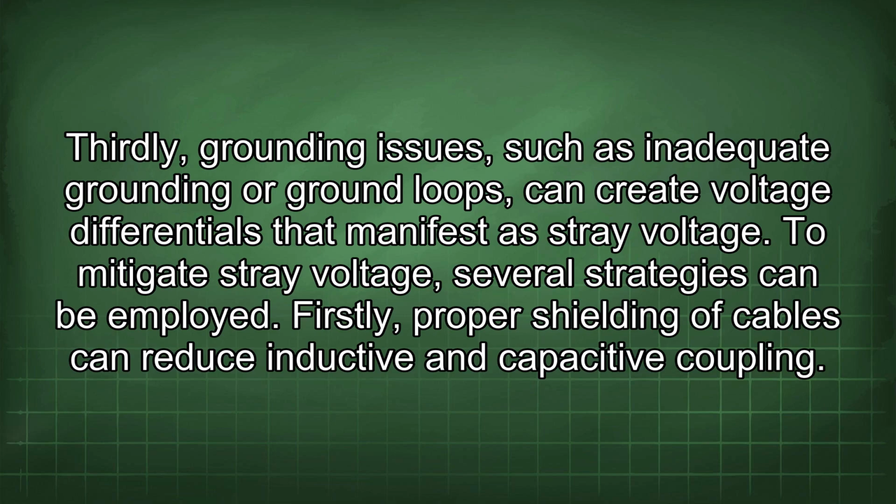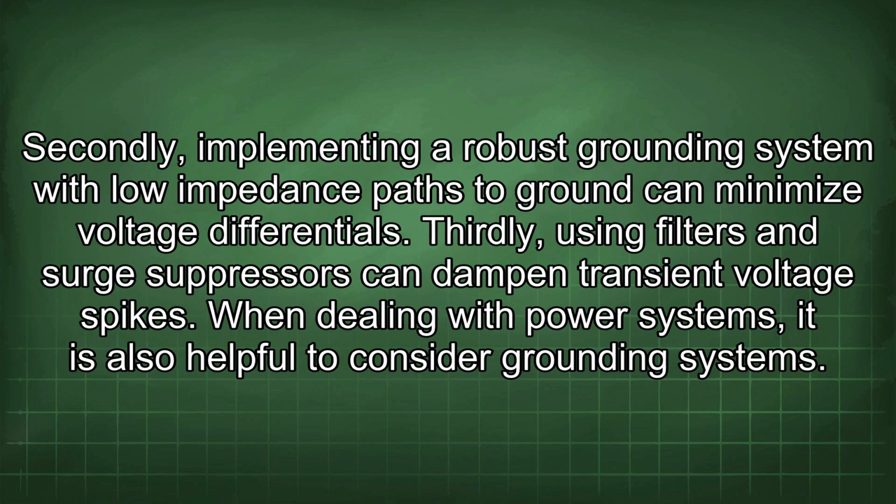To mitigate stray voltage, several strategies can be employed. Firstly, proper shielding of cables can reduce inductive and capacitive coupling. Secondly, implementing a robust grounding system with low impedance paths to ground can minimize voltage differentials. Thirdly, using filters and surge suppressors can dampen transient voltage spikes. When dealing with power systems, it is also helpful to consider grounding systems.